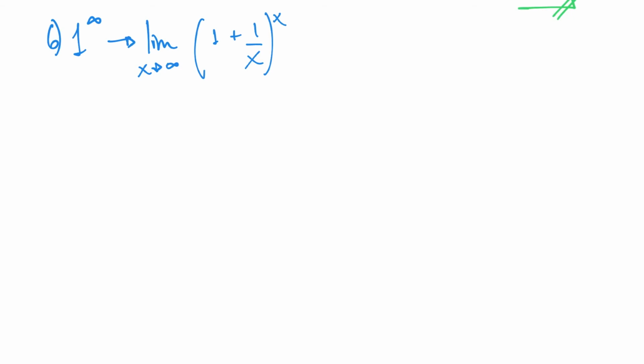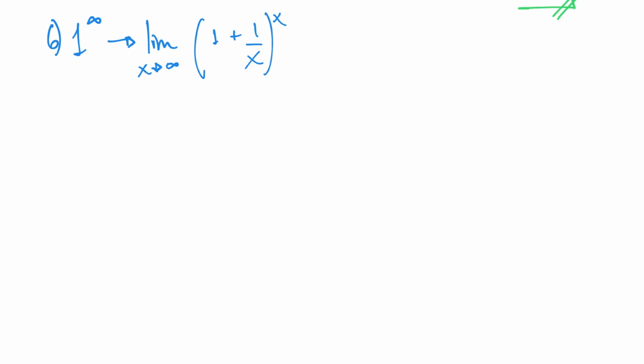Now, then we have number 6. 1 to infinity. Now, 1 to the power of any number should go to 1. Any number to the power of infinity should go either to infinity or to 0. So, we have an issue. We have an indeterminate form. And to study so, we're going to use the limit as x goes to infinity of 1 plus 1 over x, all to the power x. Okay? Now, what are we going to do in this case?